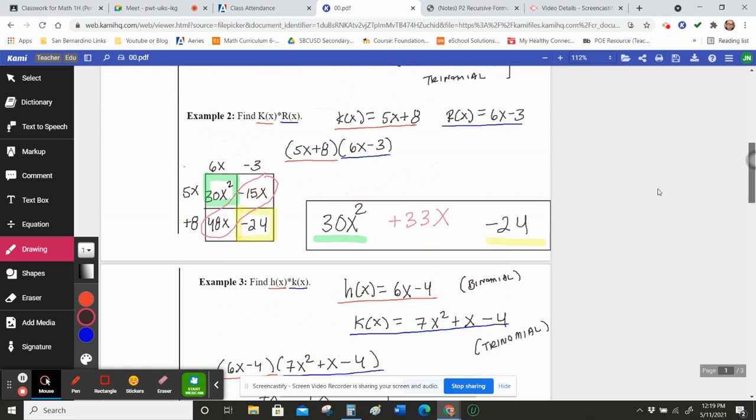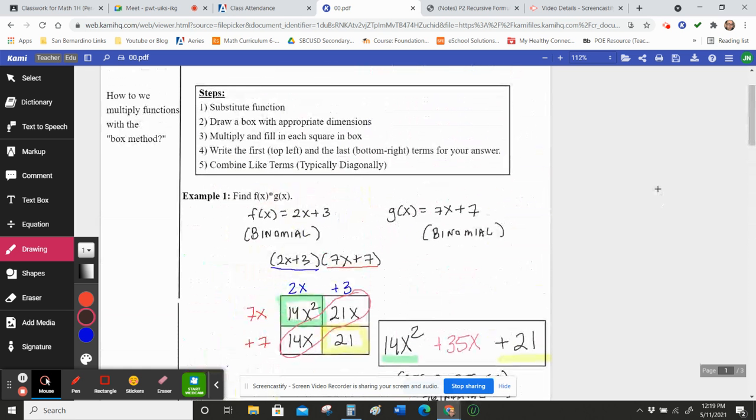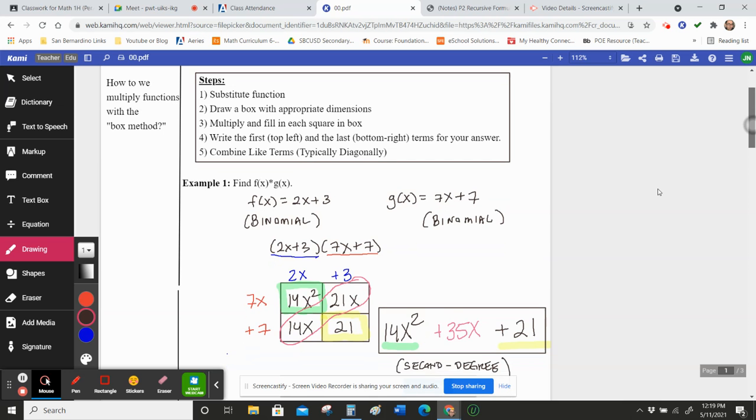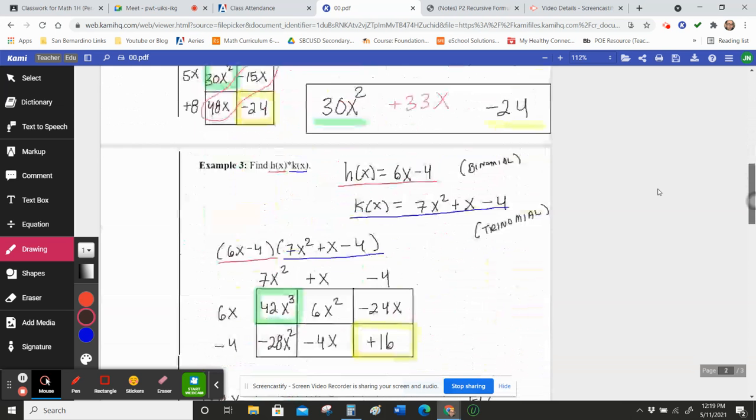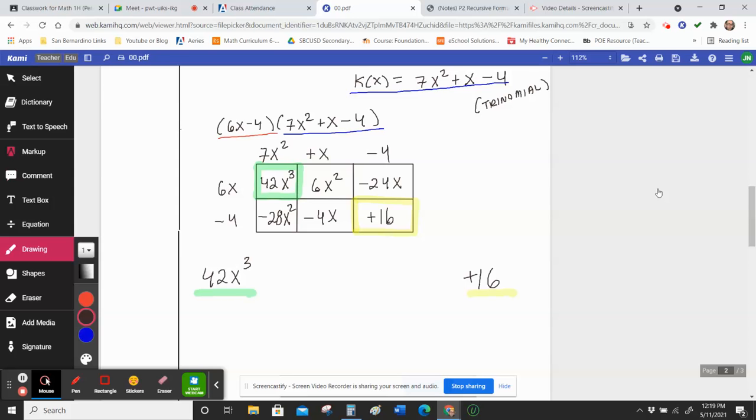If you notice here, the last step is basically combine like terms, typically diagonally. It could be more than a couple of terms that you can combine together, and that's okay. In this particular example, as you can see, the like terms that I have are the negative 28x squared, which can be combined with the 6x squared diagonally. So there's one peanut. But I also have another combination here, which is negative 4x that can be combined with the negative 24x, again diagonally. So they don't necessarily have to be diagonal every single time, but in most examples you're going to do, it'll typically be diagonally. So we're combining like terms here.